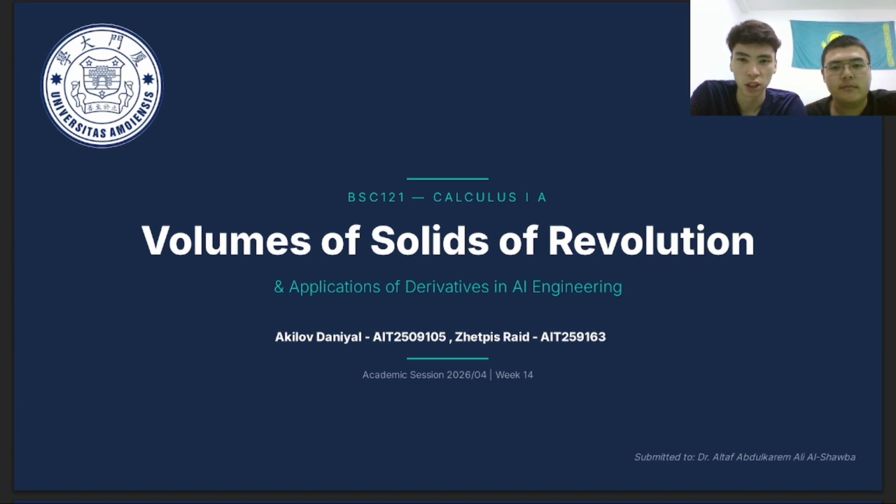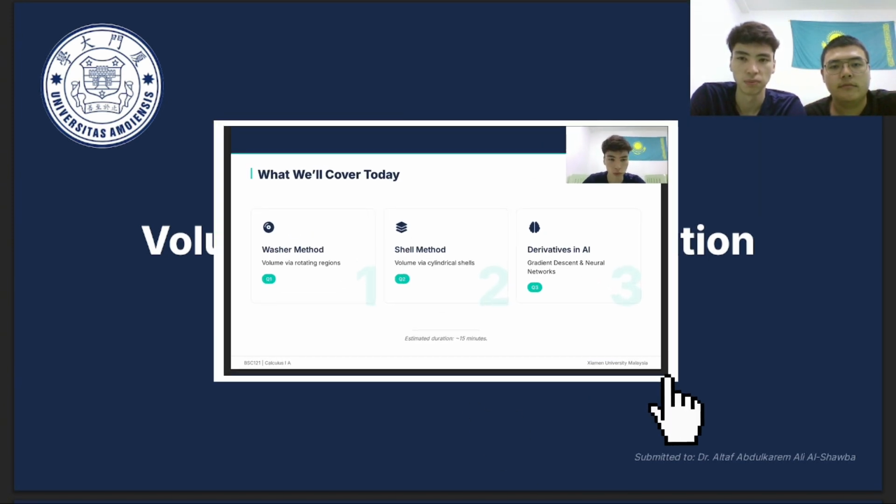We will be exploring how the fundamental concepts of calculus are not just abstract mathematical theories, but powerful applications in modern technology, particularly in the field of artificial intelligence.